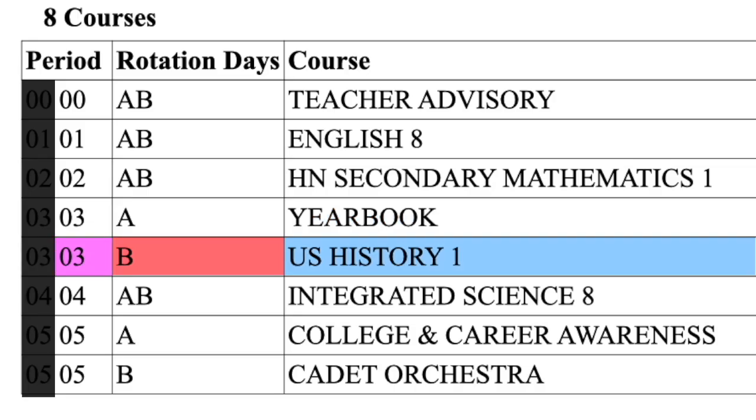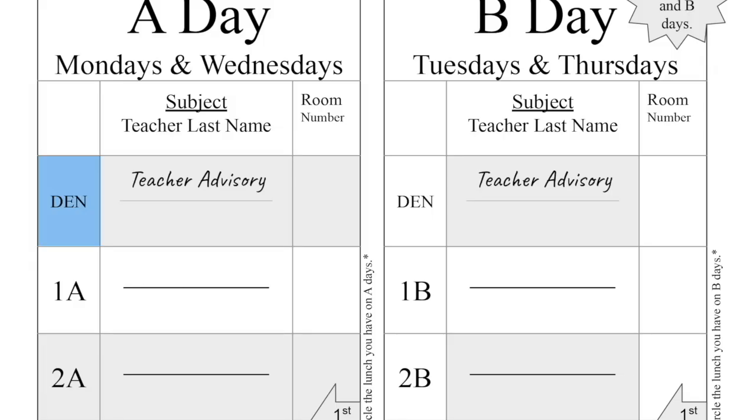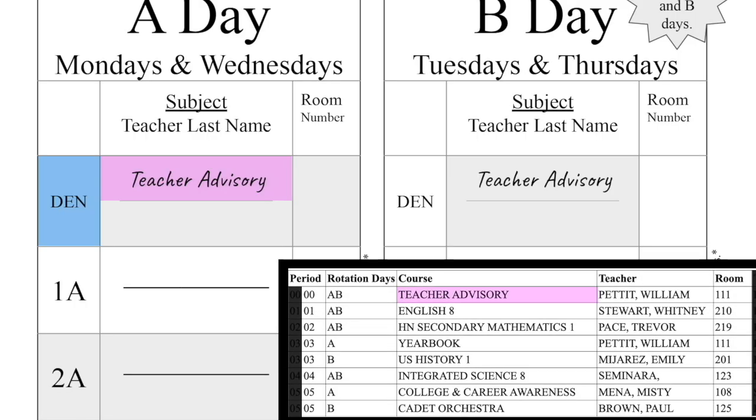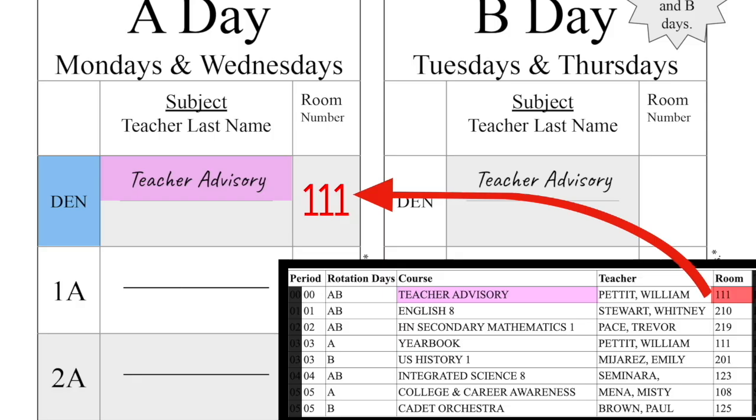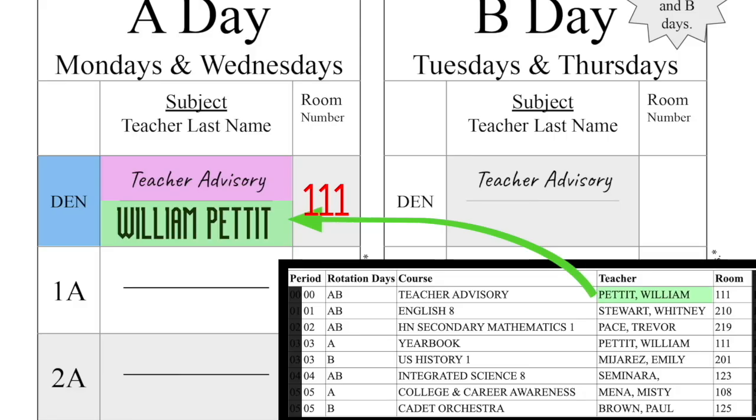Now what we're going to do is take all of this crazy information and put it on this beautiful page in your planner. As you can see, Den Teacher Advisory is already written out for you. Now go ahead and put in the room number. It's probably the room number you're in right now. And below Teacher Advisory, you can write in your teacher's name. So if you have William Pettit for your teacher advisory, write William Pettit or Mr. Pettit.